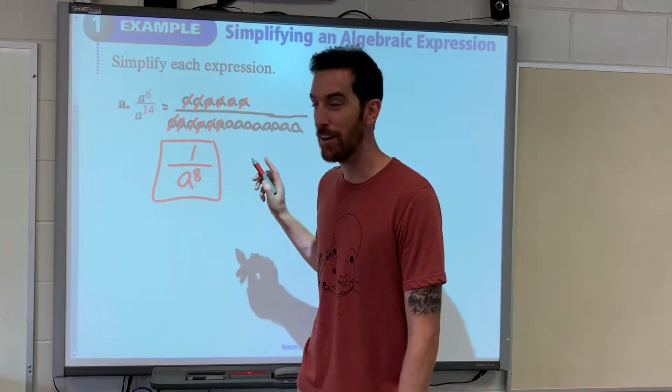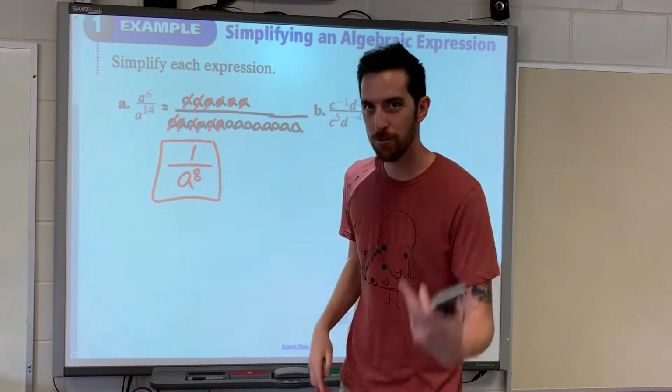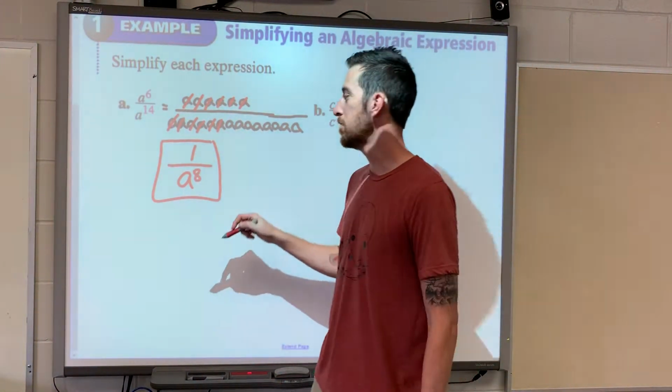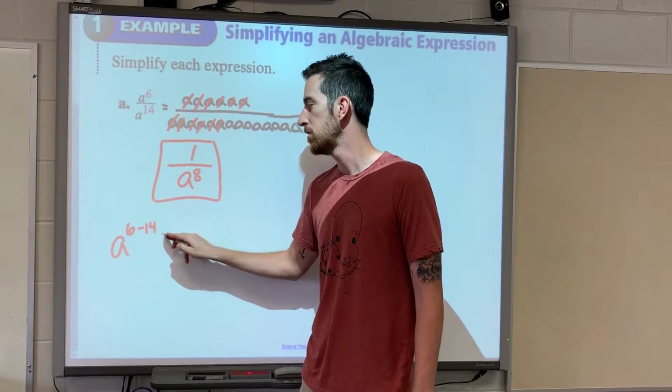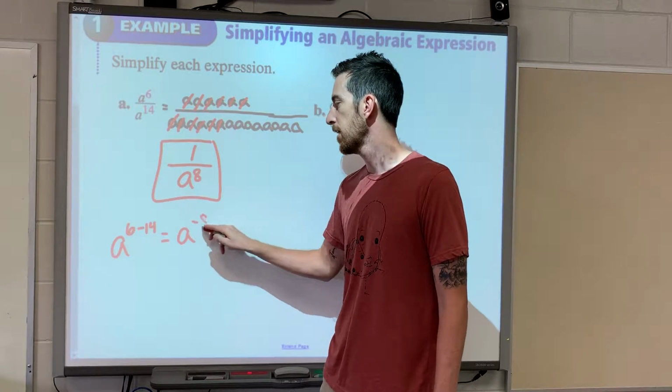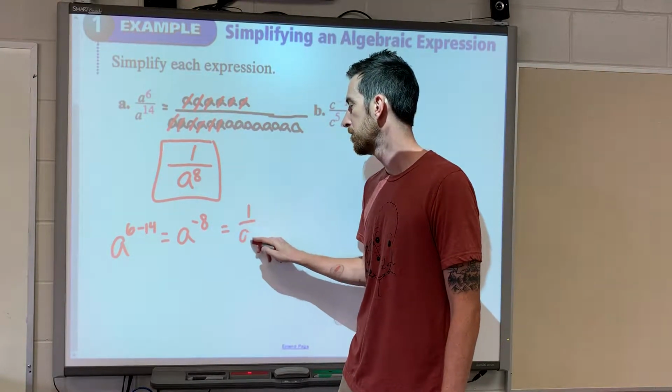But you don't want to have to write 58 A's on the same line, right? Do the more efficient way. So you can simply subtract the exponents. 6 minus 14, which is negative 8. And then you're like, oh, I can't have negative exponents, so I put it under a 1 and make it positive.